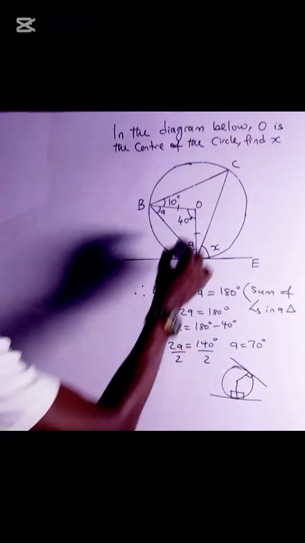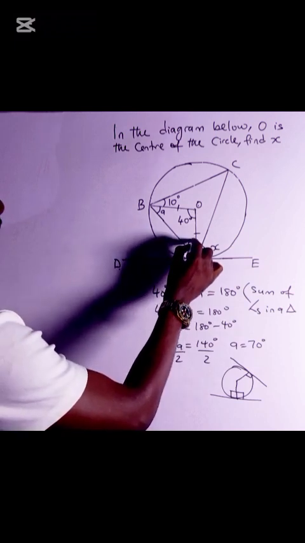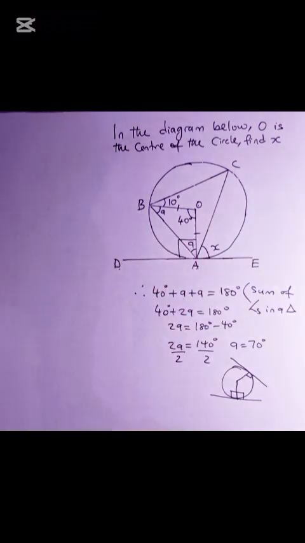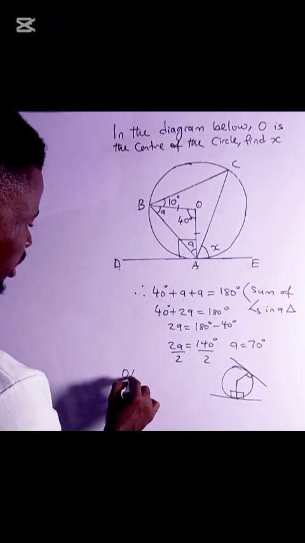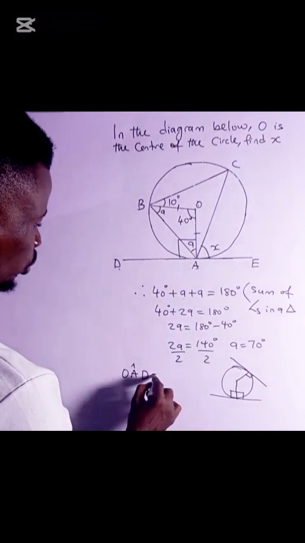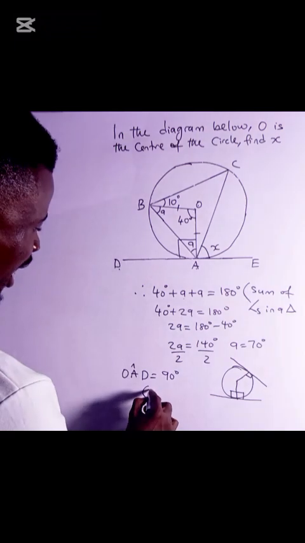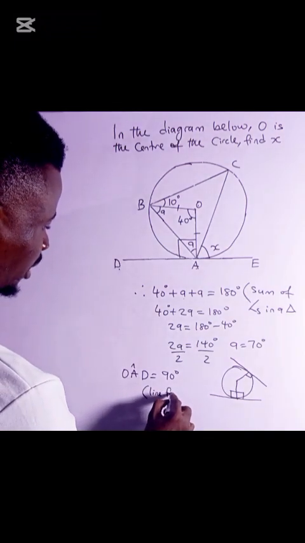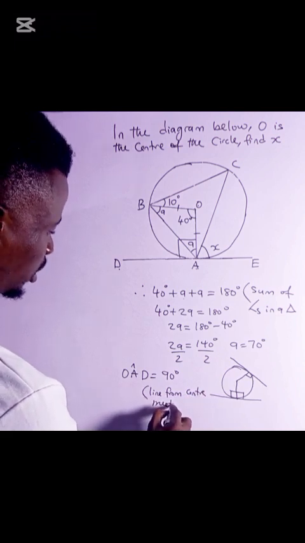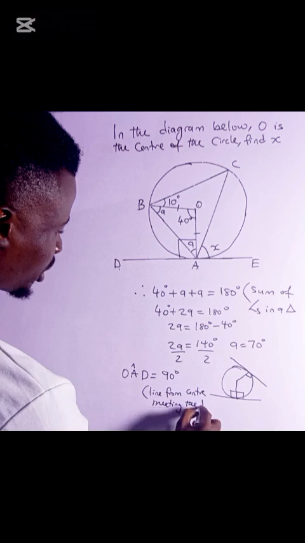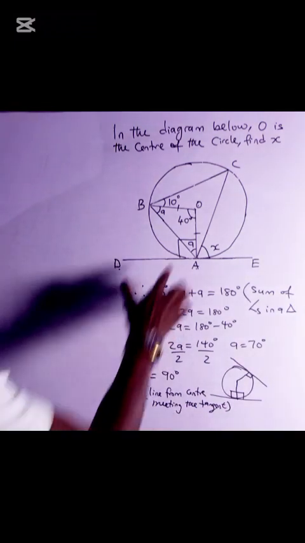So what does it mean? It means that our angle OAD, the entire angle here, is 90 degrees. So we write angle OAD is equal to what? 90 degrees. Now what's our reason? Our reason: line from center meeting the tangent. So this is our reason. So I've got it here to be 90 degrees.